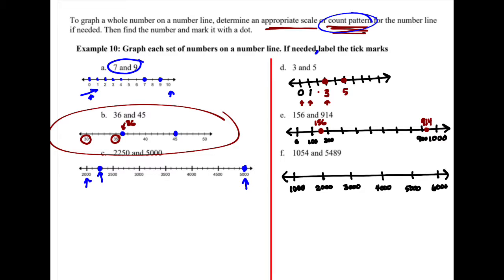Now 1054. That's not the correct way of saying it. 1054 is very close to 1,000 and not very close to 2,000, right? So we're going to put it way down here, 1054. Okay, so 5,489 is going to be somewhere around there. That might be a little bit short, but that's okay. It's close. The idea is just to get it in between the right two tick marks on your number line and get used to drawing the number lines.